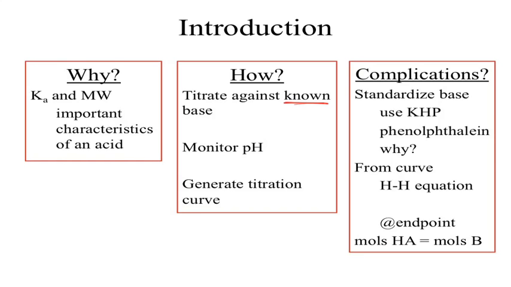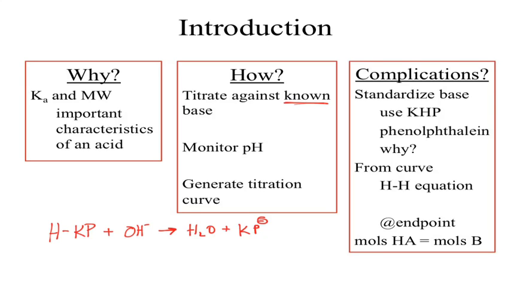A better way to look at it, particularly in the case of a balanced reaction, would be HKP. What happens when we add base? We get water and KP minus. So what we're going to end up doing is measuring out a known amount of KHP, dissolving it in some water, and slowly titrating our base solution into it.